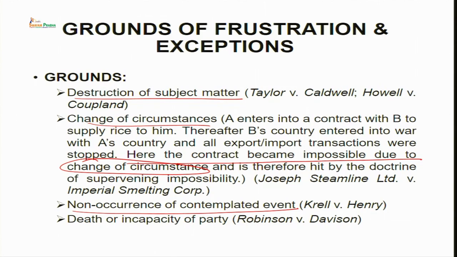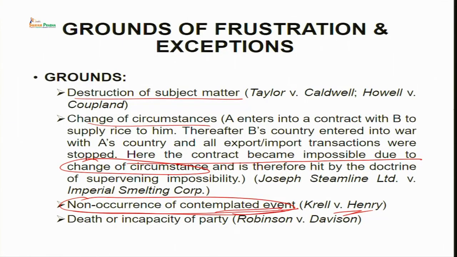Next is non-occurrence of contemplated event. In Krell versus Henry, a person had entered into a contract with another person wherein he had taken the premises of the other person on rent for a particular day, because on that day the king's coronation procession was to take place, and that house was situated in such a manner that it could give a very good view of the entire procession. But due to the king's bad health, the procession got cancelled, the coronation ceremony got cancelled, which means non-occurrence of contemplated event. The event for which the premises were taken on rent, that contemplated event, did not occur. It was cancelled. It became impossible now.